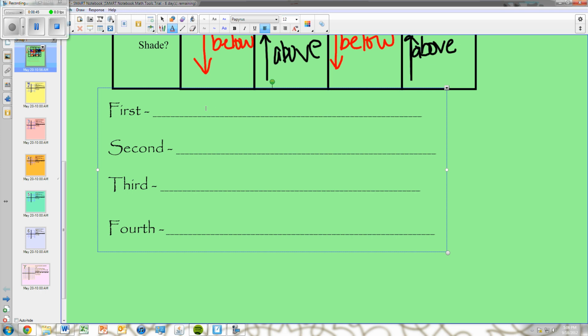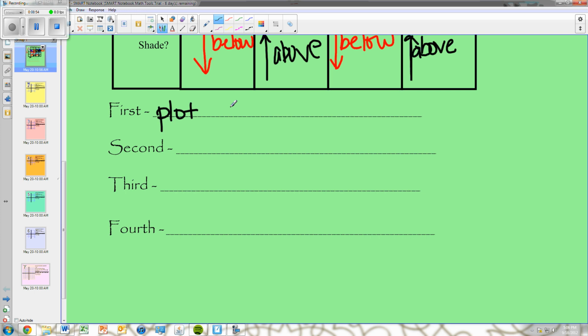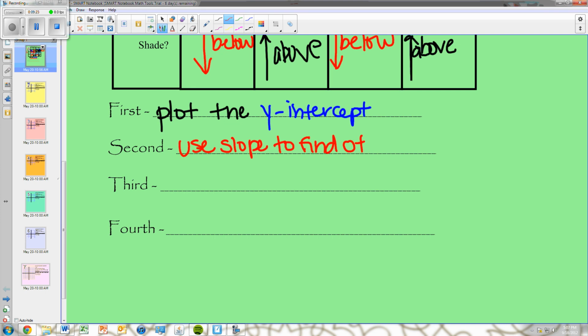So the first thing that we're going to do when we graph an inequality is the exact same thing we did when we graphed an equation, and that was that we plot the y-intercept. Same thing we did when we were graphing our lines. The second thing we're going to do is use our slope to find other points.